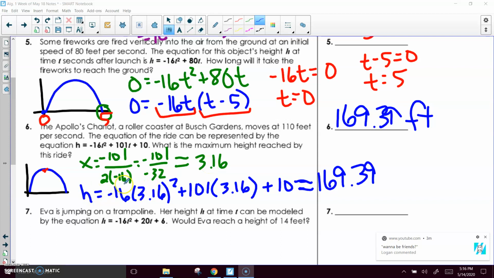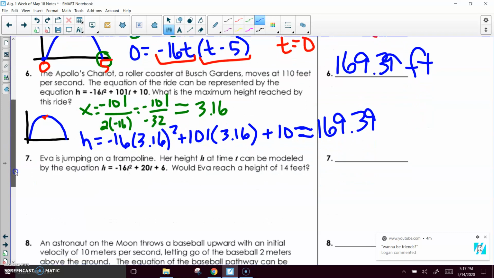And then to find the height, the y value of the vertex, I have to plug 3.16 in for t on my equation. So I plug that in, type it in on my calculator, and we get 169.39 feet. That is quite a ways up there for a roller coaster.